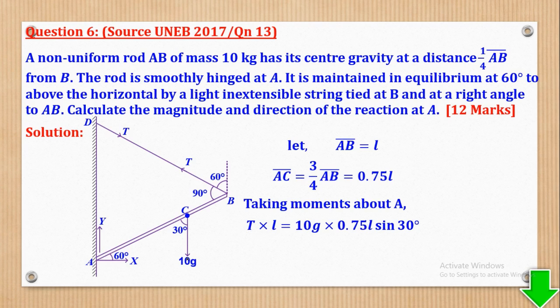For the 10G, it starts from C, meaning SC is the distance, which is 0.75, and the angle between the force and the rod is 30 degrees. Therefore, the moment will be 10G times 0.75 L times sine 30. So when I substitute for G, L cancels first of all. I remain with T as the only unknown, because G is 9.8, therefore my value of T is 36.75.